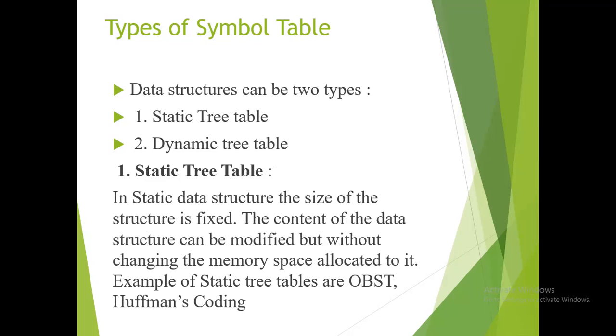First, static table. In a static data structure, the size of the structure is fixed. The content of the data structure can be modified but without changing the memory space allocated to it. Examples of static tables are optimal binary search tree and Huffman coding.